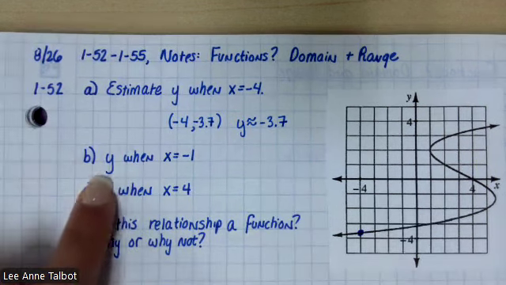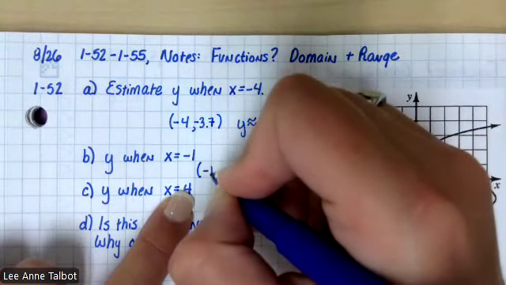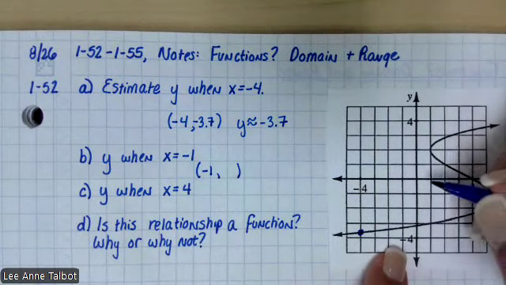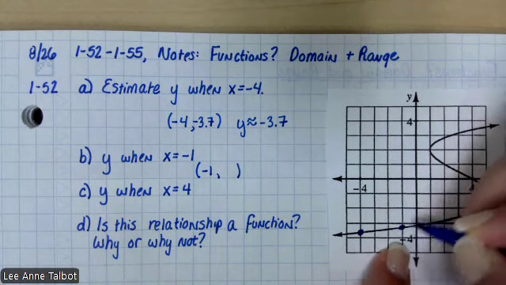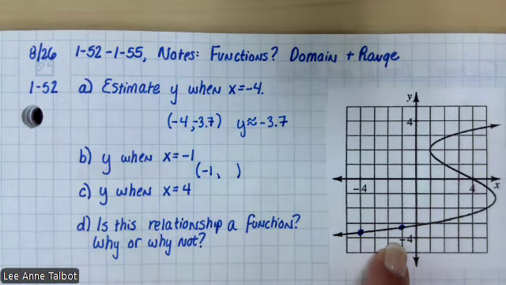Okay, B, estimate y when x is -1. Okay, so that means we have -1 comma something. So -1 comma something would be right here. -3.3 or 2? 2?